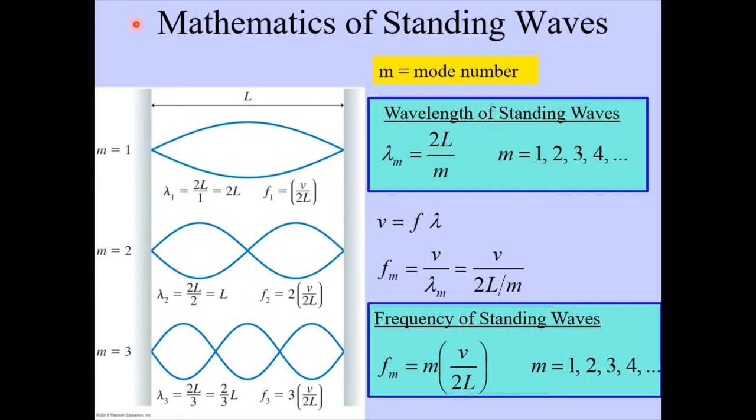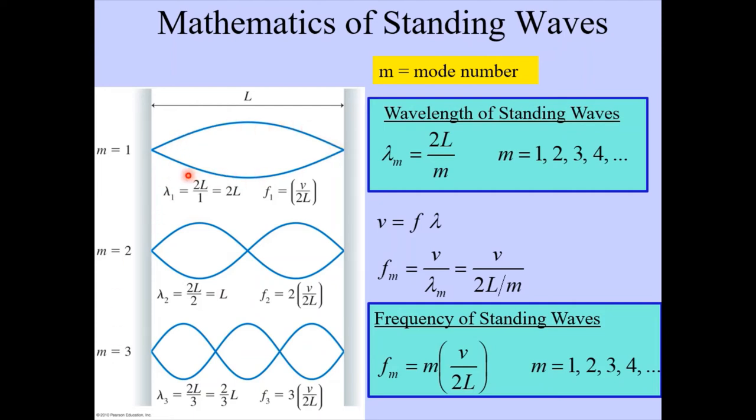The mathematics of standing waves, we got a little sense of this in the video as well. I'm not going to go through this in great detail, but basically here's our first mode, m equals 1. Here's our second mode of vibration, m equals 2. And here's our third mode. And remember that there are more than just three. There are actually, in theory, an infinite number of them. There's m equals 4, 5, 6, 7, 8, and so on.